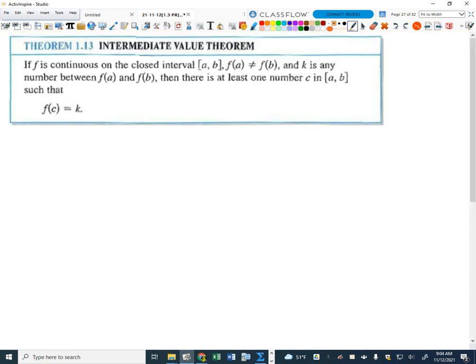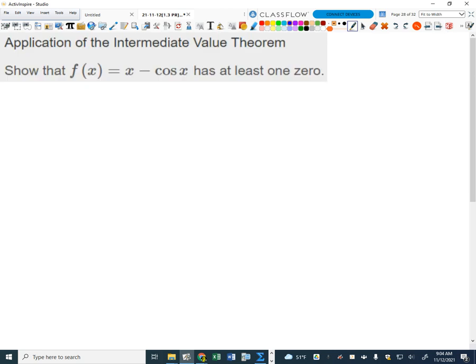This is just the statement from the Larson book. It says the same thing. They just use k instead of n. Same thing, though. Okay, so let's try a couple of these. Let's show that this function has at least one 0.